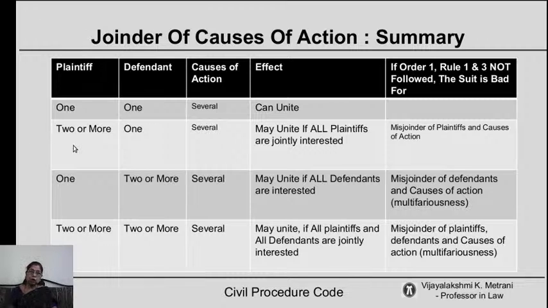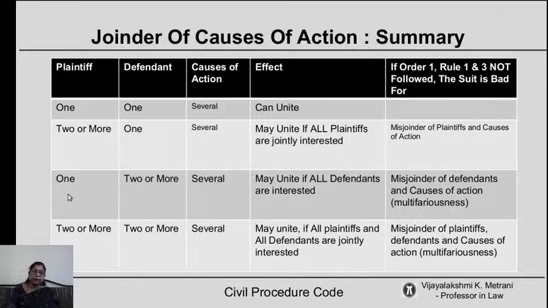Second is two or more plaintiffs, one defendant, then several causes of action. They may unite if all plaintiffs are jointly interested. If not, if this rule is not followed, misjoinder of plaintiffs and causes of action.